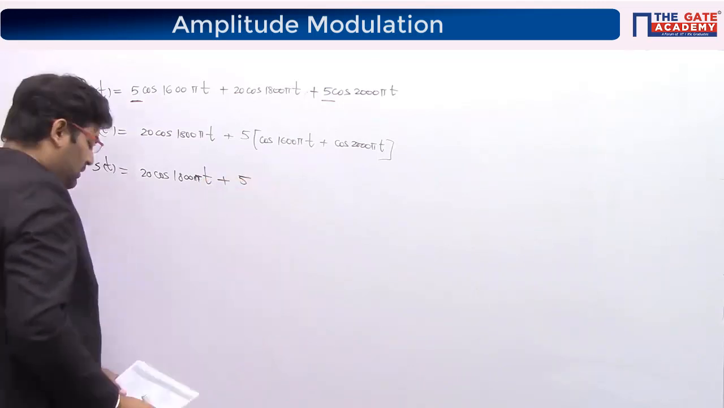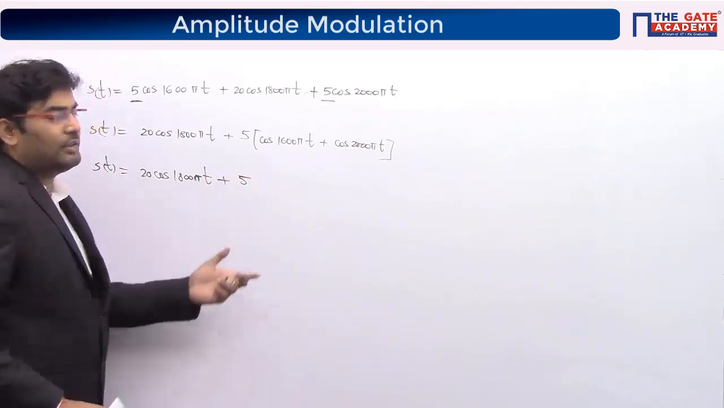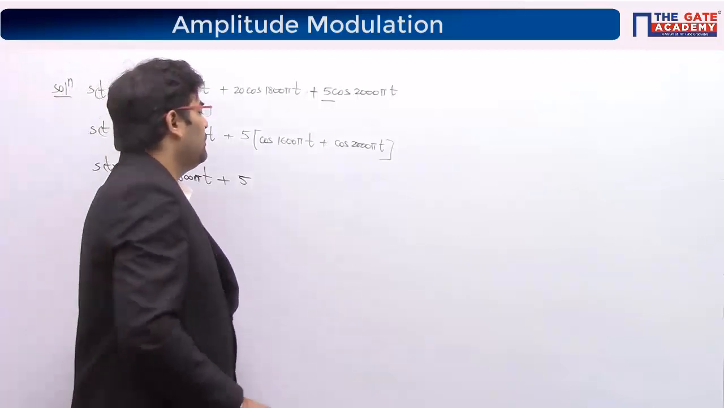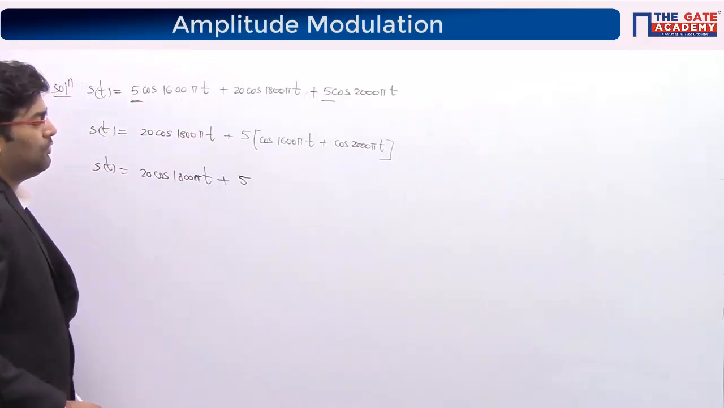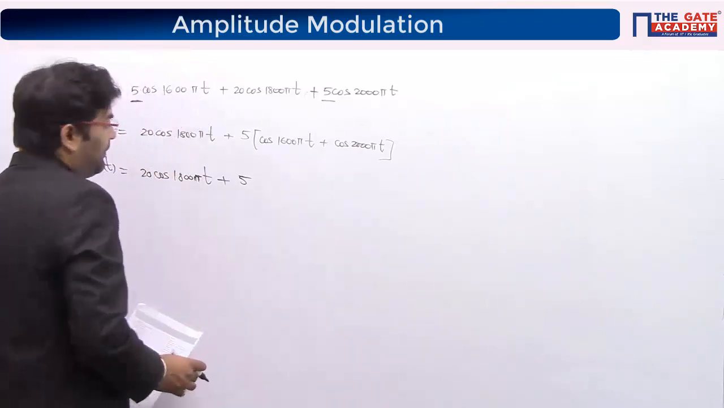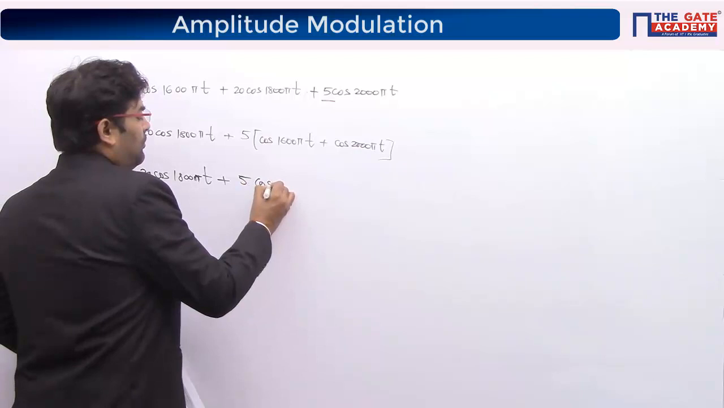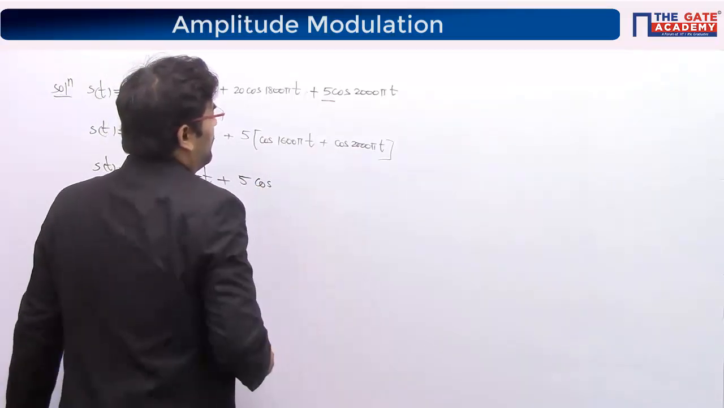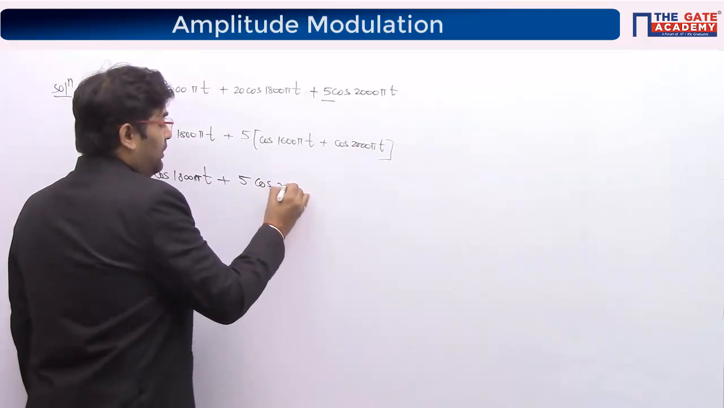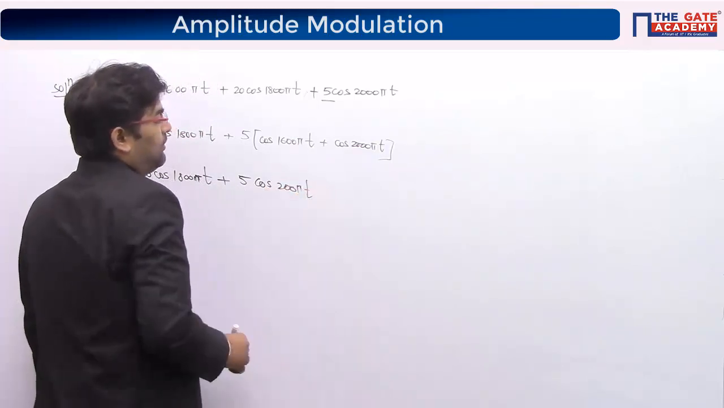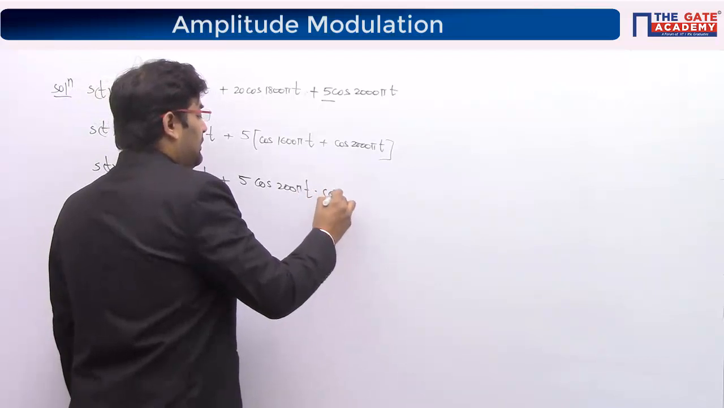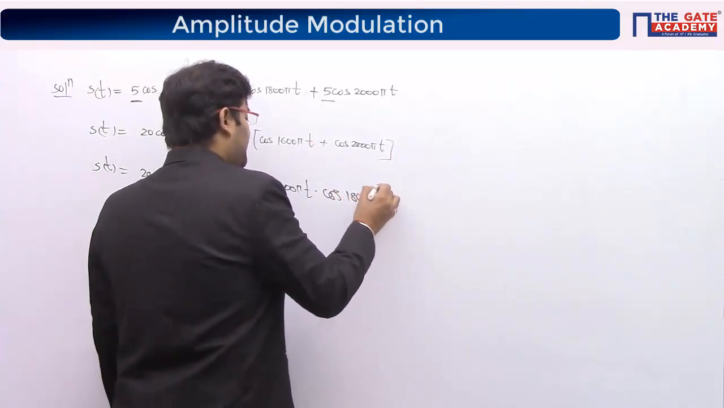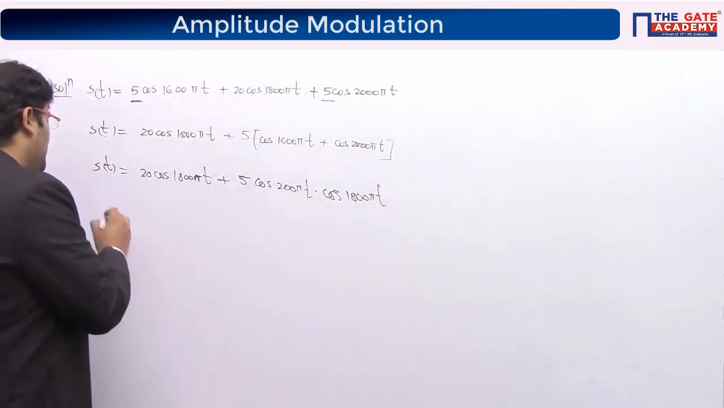plus 5. Now guys, what is cos C plus cos D? That you should know, otherwise you can't get this question correct. So cos C plus cos D is 2 cos C minus D by 2, so 2 cos of C minus D by 2, which is like 600 and 400, so it will be 200 pi t, into cos of C plus D by 2, which means 1800 pi t. Cool.